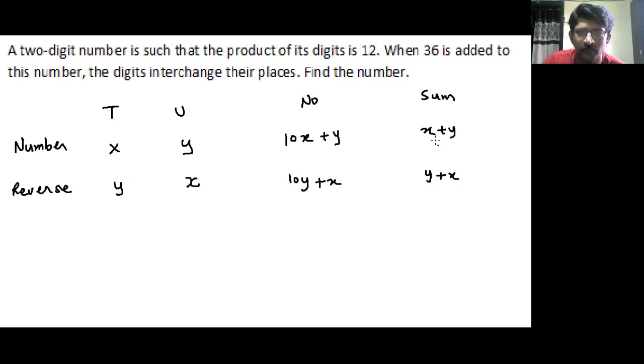One and the same thing. Now people would be wondering why we're multiplying this number by 10. Simple. Suppose the number is 36. So we say 30 plus 6, isn't it? 30 plus 6. So that's how 36 happens.